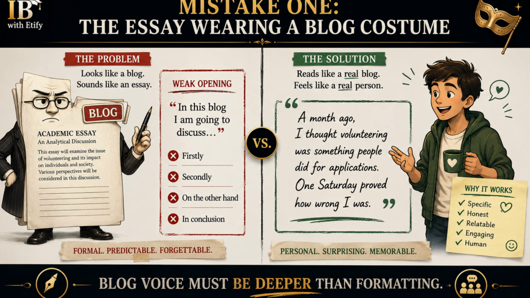Let us now look at several common mistakes. The first is writing an essay disguised as a blog. This usually begins, "In this blog, I am going to discuss the advantages and disadvantages of volunteering." Then follows, "Firstly," "Secondly," "On the other hand," "In conclusion." Nothing about those expressions is grammatically wrong, but the response lacks a convincing relationship with a real readership. A stronger opening would be, "A month ago, I thought volunteering was something people did because it looked good on applications. One Saturday at a community center was enough to prove how badly I had misunderstood it."